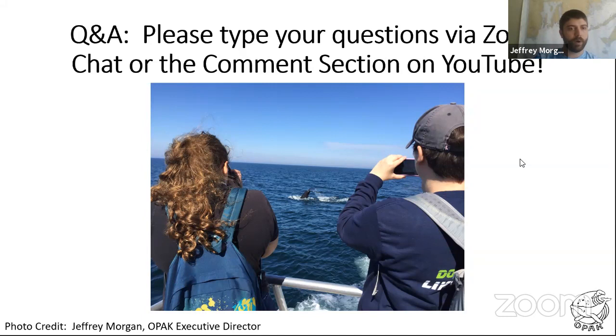What is the smallest whale? So our toothed whales are going to be much smaller than our baleen whales. And there are beaked whales, which are very similar to our dolphins or porpoise. So those are going to be some of our smaller whales out there. Can't tell you the exact species that is the smallest, though.